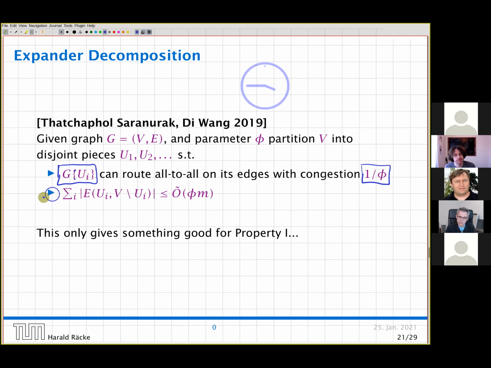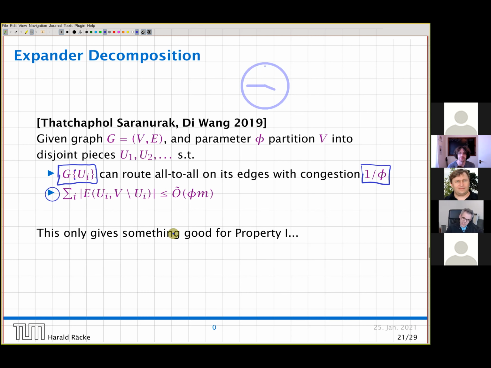That's an expander decomposition. Now, the idea would be to do an expander decomposition, contract everything, do an expander decomposition again, contract everything, do it again, contract everything, and so on. This is a way that you want to construct the hierarchy. But now this would be too bad for the second property.